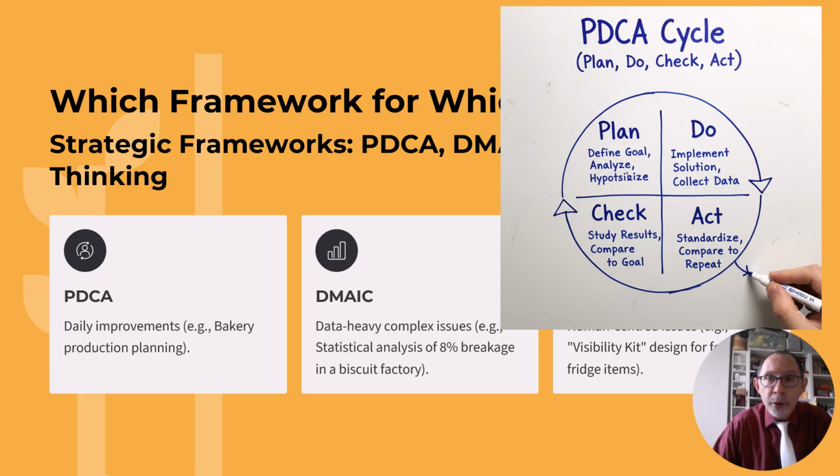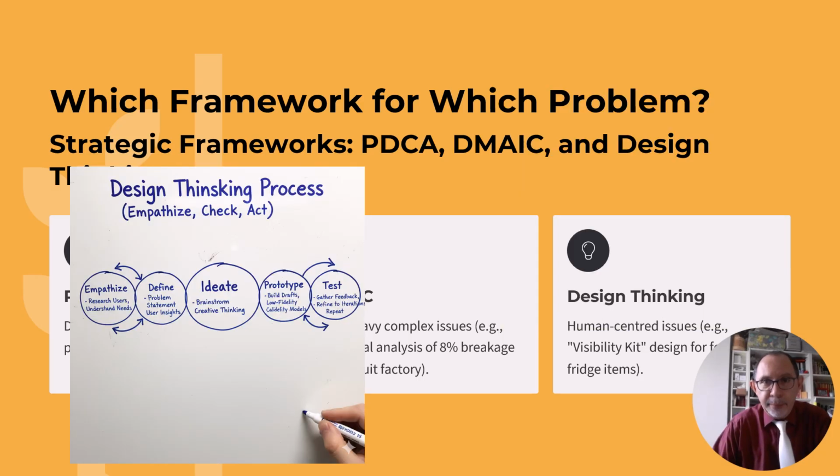However, if you want to reduce a chronic 10% breakage rate in a biscuit factory to 2%, you need the DMAIC framework. Six months of rigorous statistical discipline. When dealing with human-centered, ambiguous problems like why consumers throw food away, design thinking comes in.